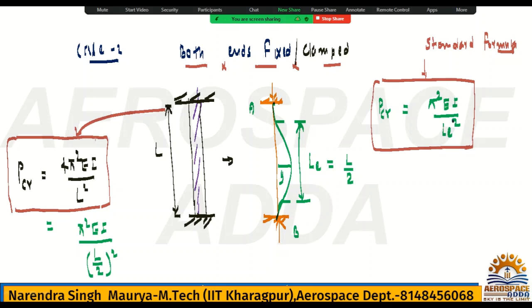Sir, in all cases, deflection will be 0? No, slope will be there, but deflection will be 0. Not all cases, one case. Point A and B, that is true. Here also, if you check, because both ends are fixed, then slope at A and B will be 0, and deflection will also be 0.